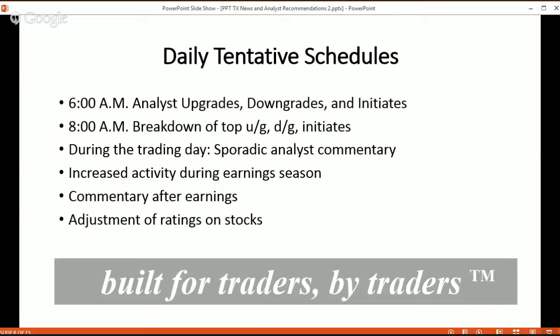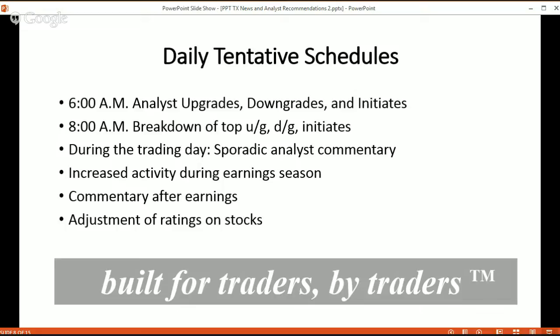You will see increased activity with respect to upgrades and downgrades especially during earnings season. Typically, a company will report. In the next day or two, you'll see particular analyst actions after that earnings report, depending on the earnings, whether they beat, whether they missed, or were in line, and also the commentary after the earnings.